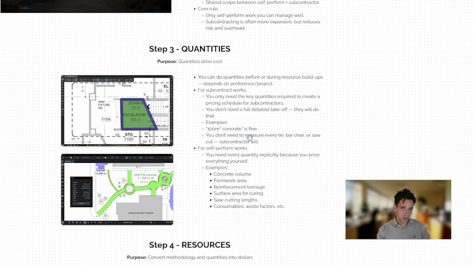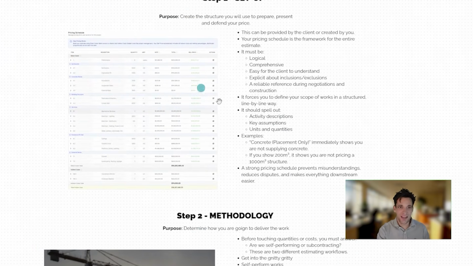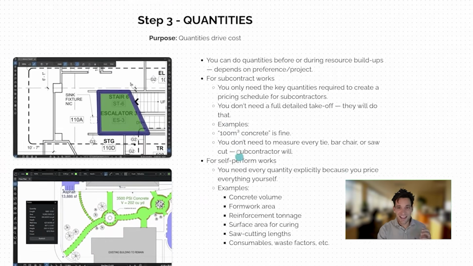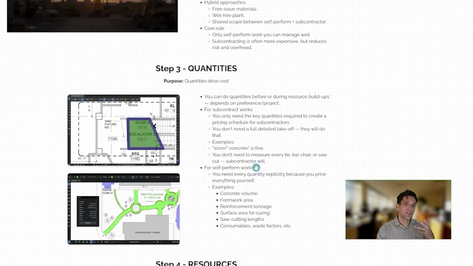Also, again, for subcontract works, for self-perform works, you're measuring quantities differently. For subcontract works, you really only need to know the key high-level quantities to create a pricing schedule for subcontractors. Again, we'll want to send our subcontractors some breakdown of the project scope with key quantities. That's the only thing we need a quantity for to help us compare price and manage the quotes that they send us. You don't need to do a full detailed takeoff with every single tiny thing. For example, for subcontract works, you might just measure 1,000 meters cubed of concrete. You don't need to measure exactly how much reinforcement, formwork, area of any barriers or surface protection. The subcontractor should be working all that out.